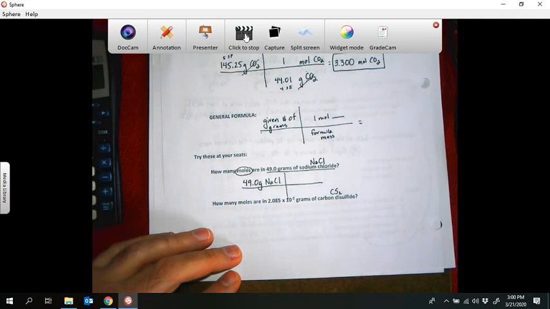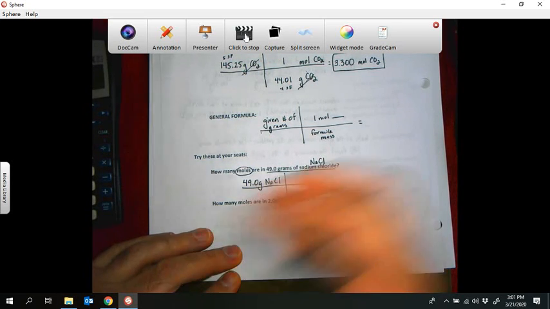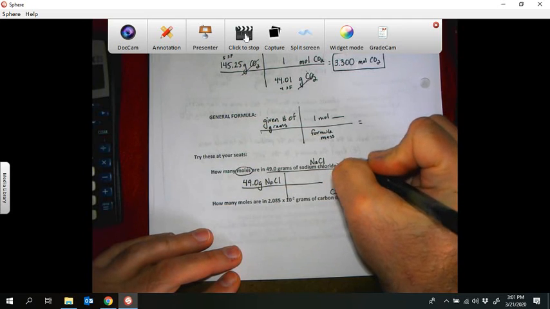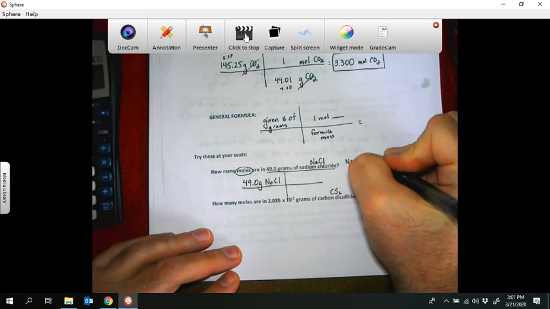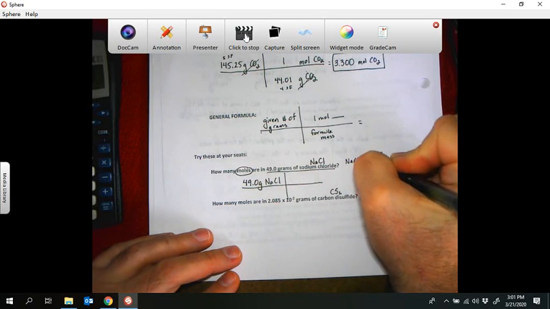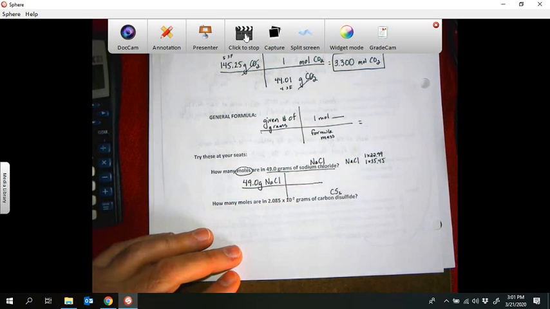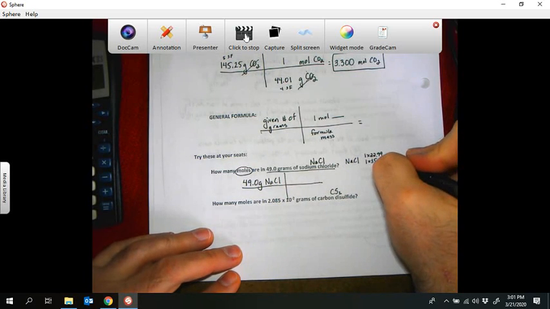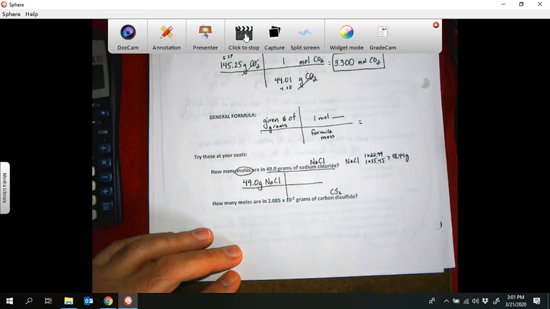So we need to come up with our conversion factor, which is 1 mole of anything is equal to the formula mass of that substance. So we need to find the formula mass for NaCl. Na is 22.99 and chlorine is 35.45, and we have one of each. When we add those two together, we get 58.44 grams. Remember, that is how many grams are in 1 mole.